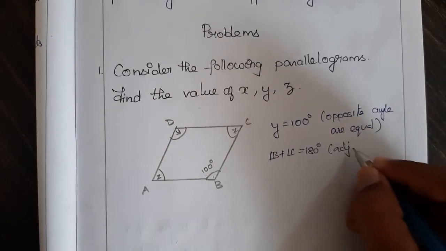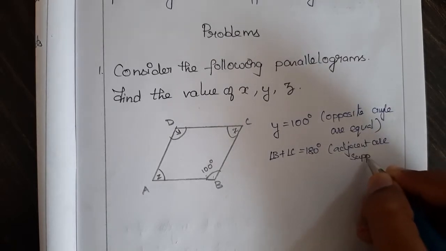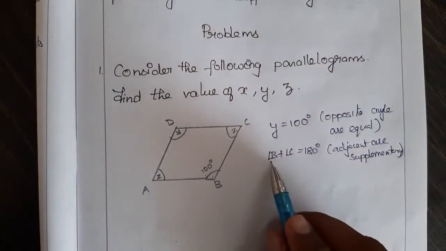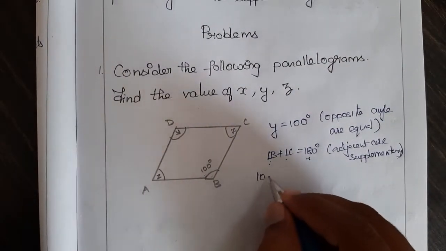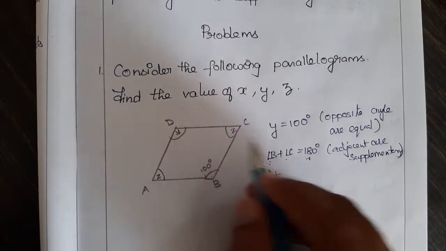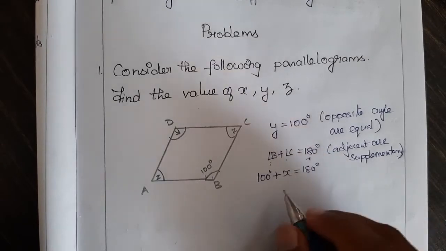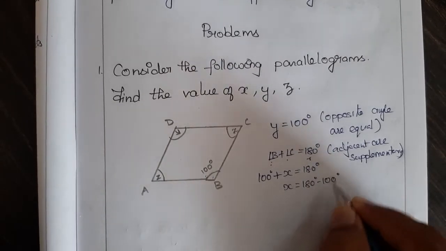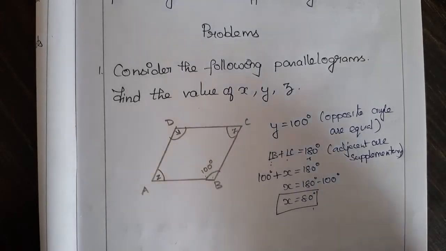Since adjacent angles are supplementary, angle B plus angle C is equal to 180 degrees. So angle B is 100 degrees plus angle C is x, that is what we have to find. So x is equal to 180 degrees minus 100 degrees, which is equal to 80 degrees. So the value of x is 80 degrees.